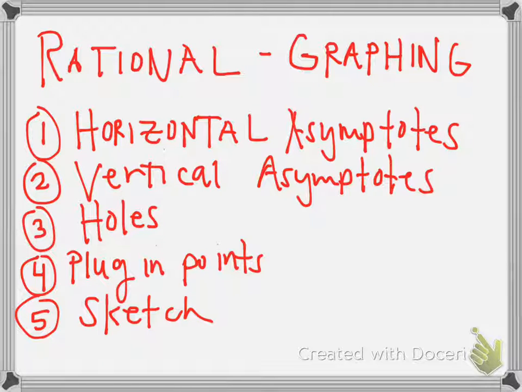Second, you would identify your vertical asymptotes. Third, you would identify if there are any discontinuities or holes in the graph besides those asymptotes, because those are also points of discontinuity or lines of discontinuity. And then you'd plug in points and sketch the graph. This is the order that we do it in. So I'm going to first talk about what horizontal asymptotes are.